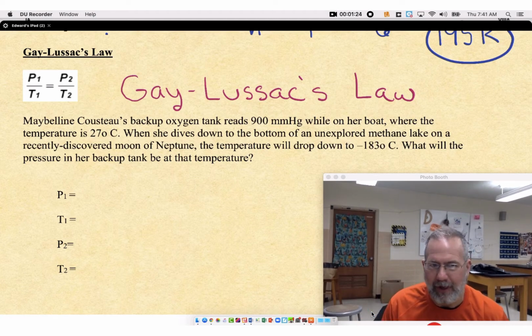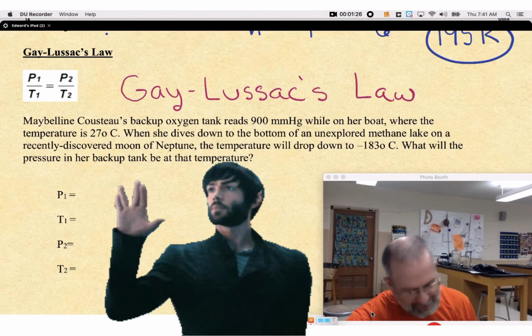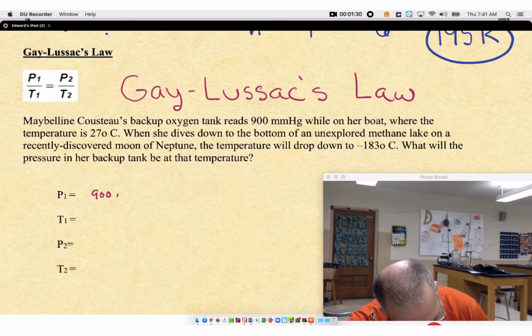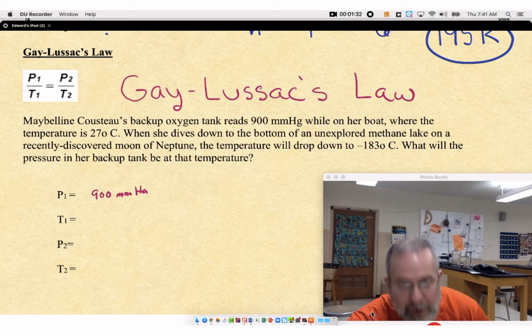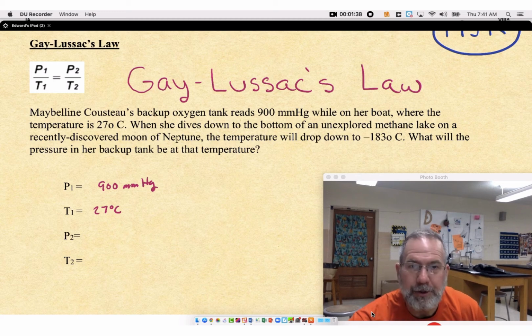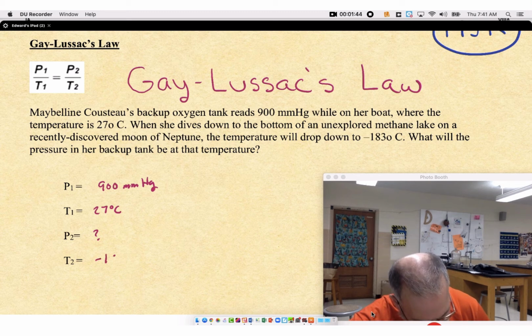Ooh, a sci-fi problem. Okay, let's see what we got here. Pressure 1, 900 mmHg. Temperature 1, 27 degrees Celsius. Pressure 2, we're trying to find. And then temperature 2, negative 183 degrees Celsius.